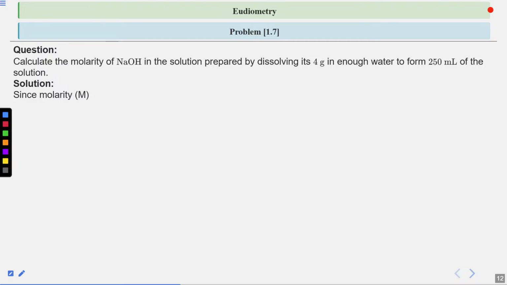So I'm already getting some answers. So it is 1.6 from Pratik. How do we calculate the molarity? It is the number of moles of the solute divided by the volume of the solution in liter.